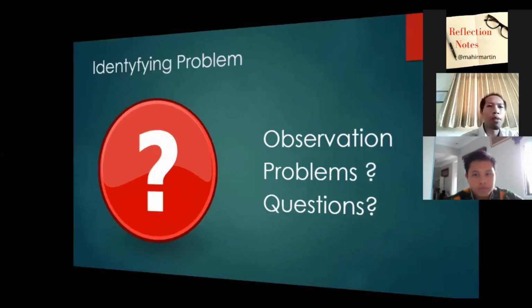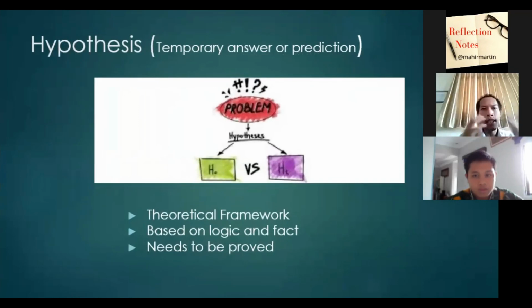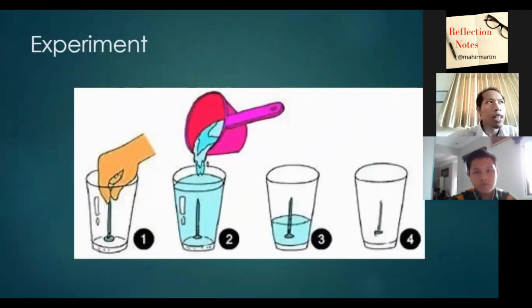So this is identifying the problem, and then after that, we're going to state the hypothesis, which is a temporary answer to my problem. In stating a hypothesis, of course, first you have to know the theoretical framework of the problem that we stated. For example, for the problem with corrosion, you have to know the theoretical part of the corrosion, and then the theoretical part of the water itself, so that we make the hypothesis that the water is the cause of the corrosion. After you know the theoretical part, you will state the hypothesis, and it must be logical and based on fact. And after that, you will prove your hypothesis by conducting an experiment.